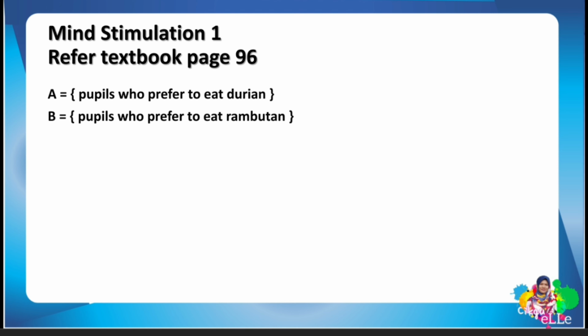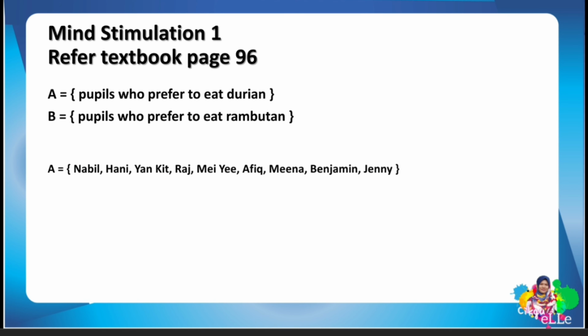Set A are people who prefer to eat durian. Set B, people who prefer to eat rambutan. So, based on your textbook, identify what are the elements of set A and set B. How to represent set A and set B? You can represent by using set notation.